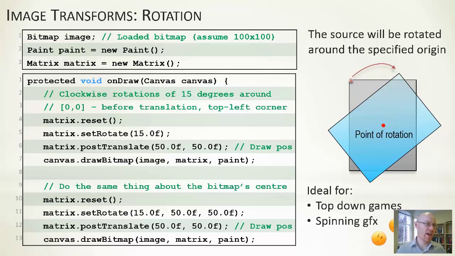So line 4, we have matrix.reset. Now this is important. So we declare a matrix in line 3, and we are resetting it in line 4. If we reset a matrix, basically what it means is clear it, blank it, put it back to the identity matrix, so it won't transform anything.